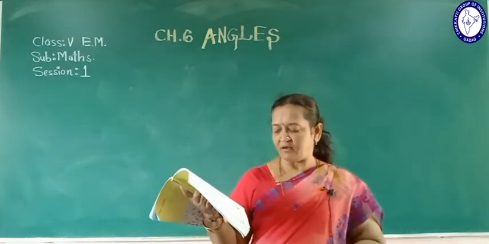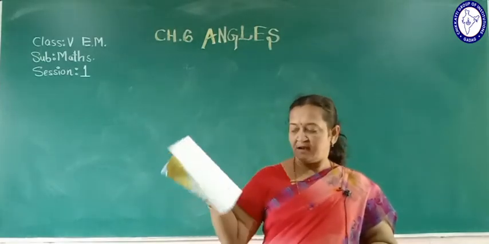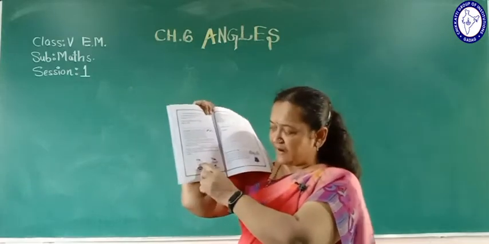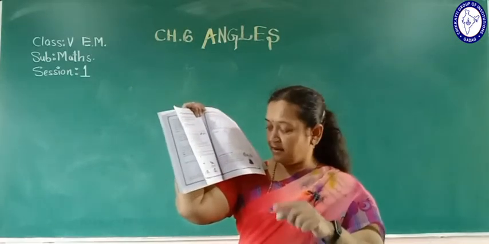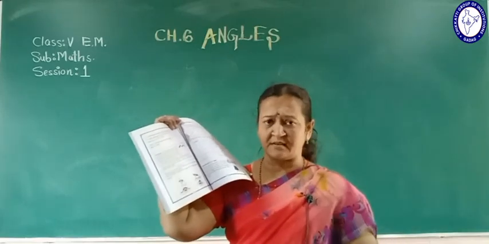Then second one: observe the angles formed while doing the following Yogasana posture. Now here a person is doing Yogasana. You will find angles between his legs, angles between his hands. Those you have to mark.